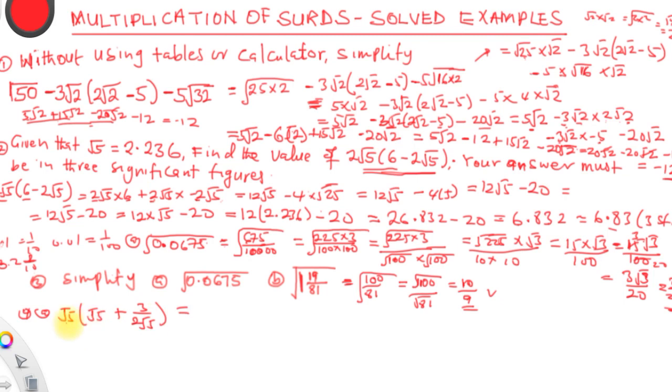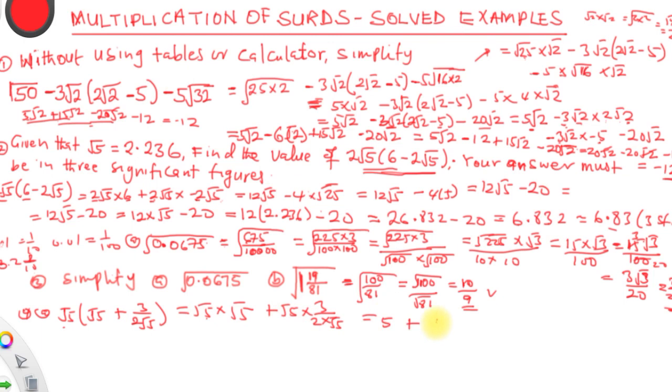So this is equal to the square root of 5 times the square root of 5, then plus the square root of 5 multiplied by 3 over 2 root 5. 2 root 5 means 2 times the square root of 5. So this is equal to the square root of 25, which is 5, plus... note here, this one is the same as 1. So you get the square root of 5.